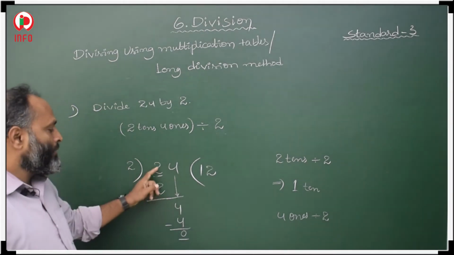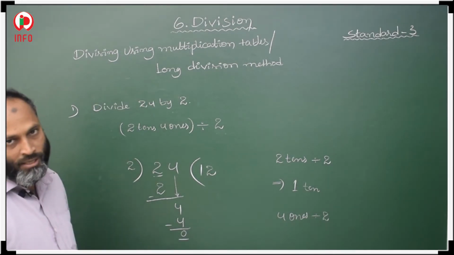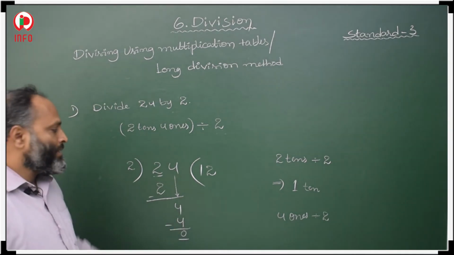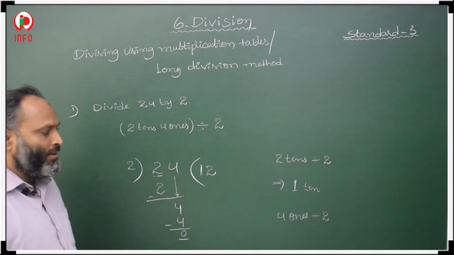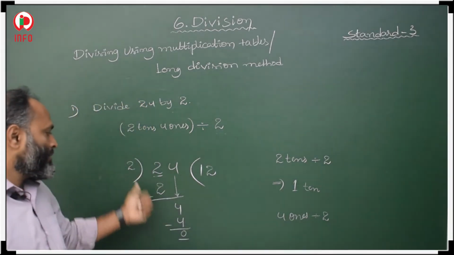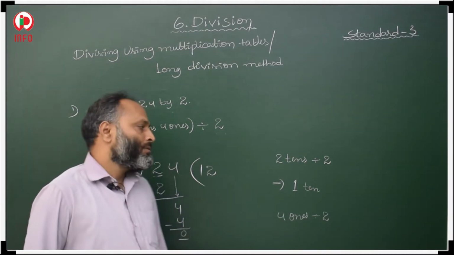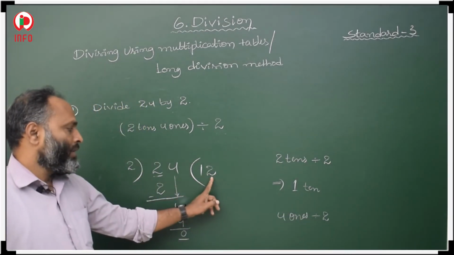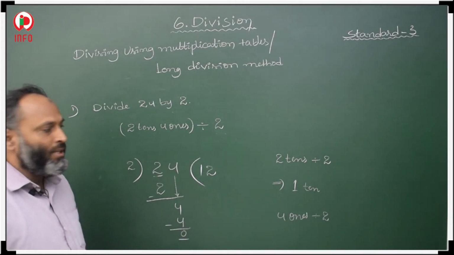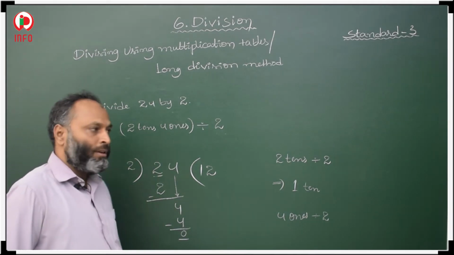Then after that, 2 minus 2 is 0. If 0 is there, then no need to take it. Then after that, we have to copy the ones place. So here we take the ones place, 4 ones. 4 ones again we have to divide by this 2. Where will you get this 4 ones in the 2 table? 2 2s are 4. 2 2s are 4, here 4. Then 4 minus 4 is 0.